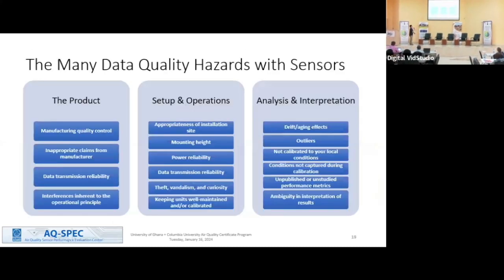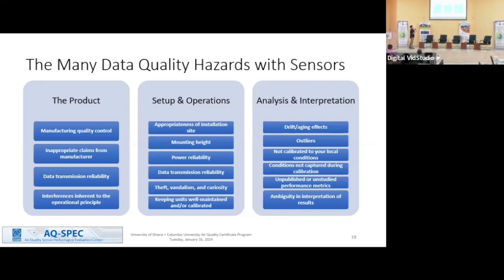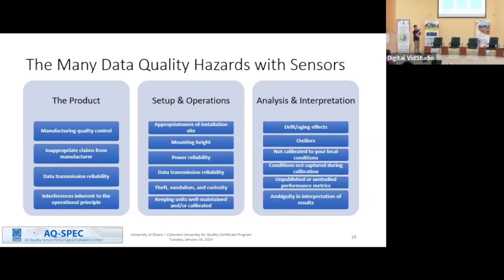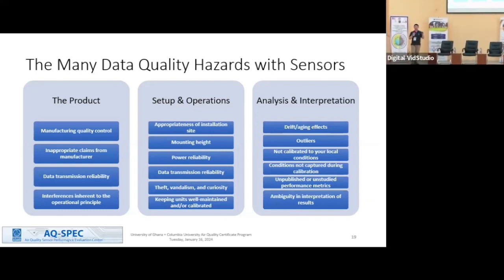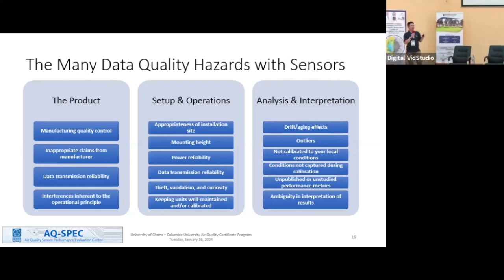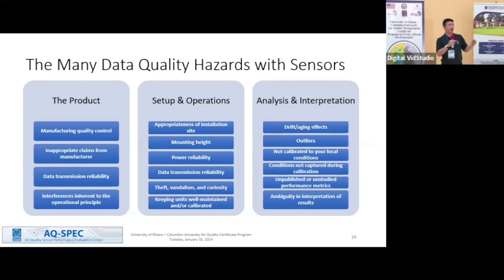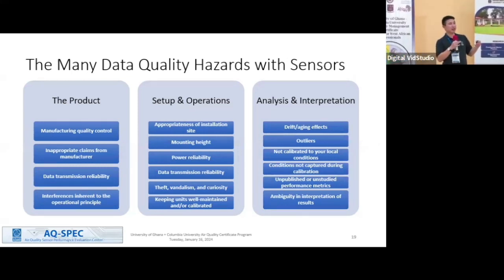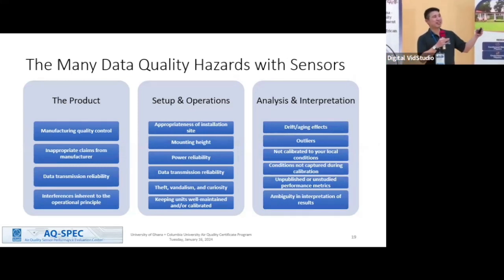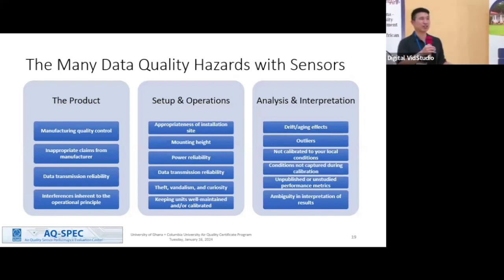Okay, so there are many data quality hazards that come with sensors. I've broken them down into 3 general categories. We have data quality hazards that are inherent to the product, those that come with improper setup and operations, and then those that come from not-so-great practices in analysis and interpretation.